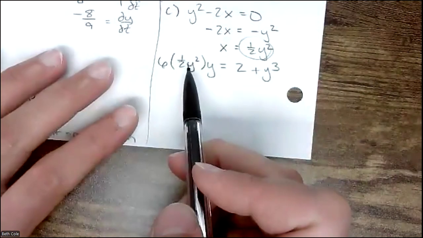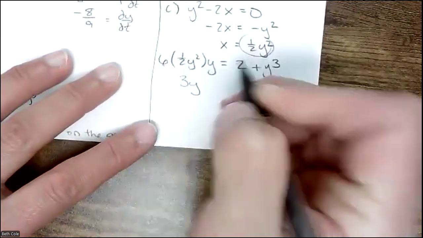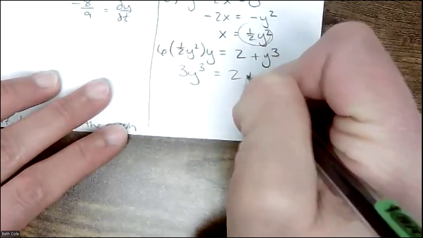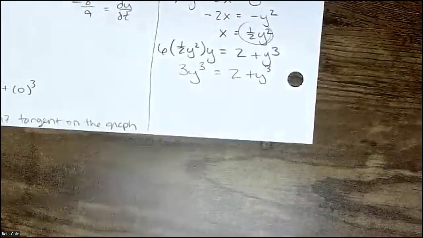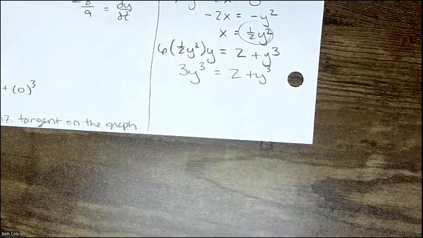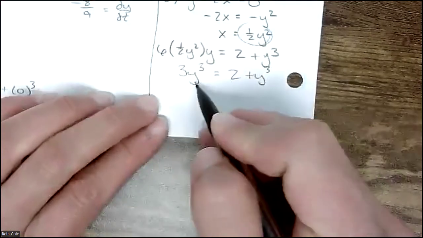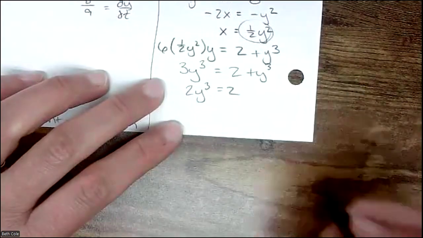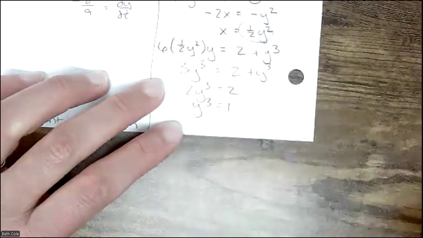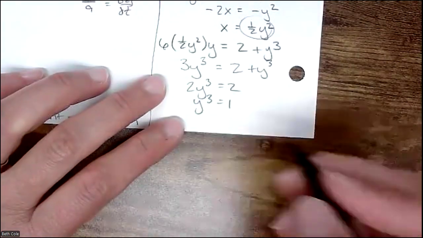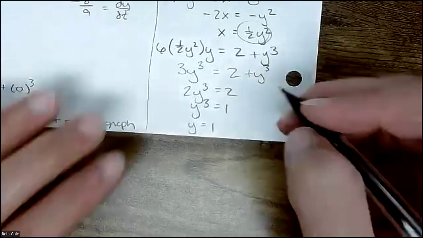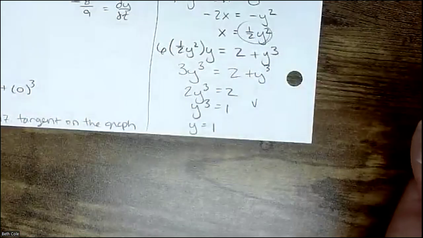1/2 of 6 would be 3. And so this would be 3y what? Cubed, good. Equals 2 plus y cubed. Then what would you do? You want to get the y cubes together. So now what? Yeah, subtract this y cubed over. It'll be 2y cubed equals 2. So y cubed equals 1. So y equals 1.